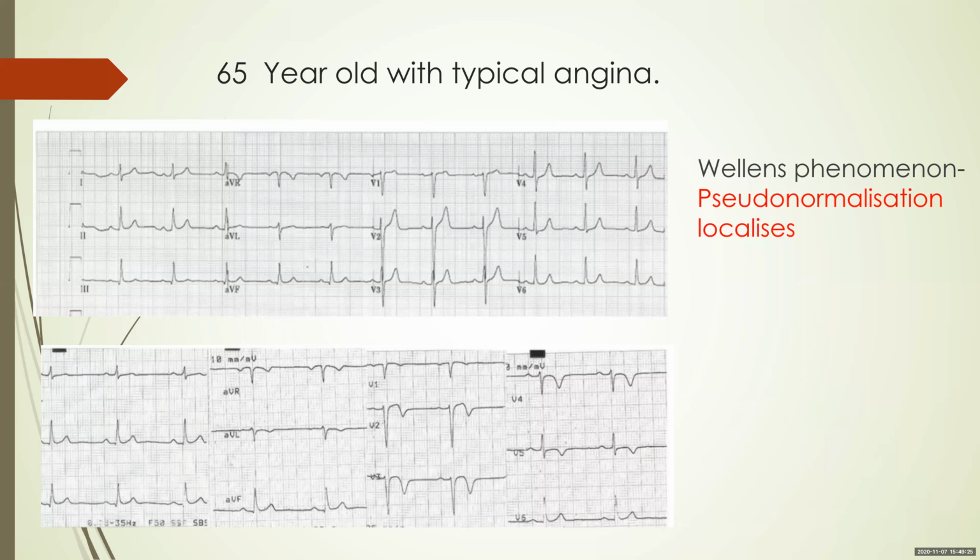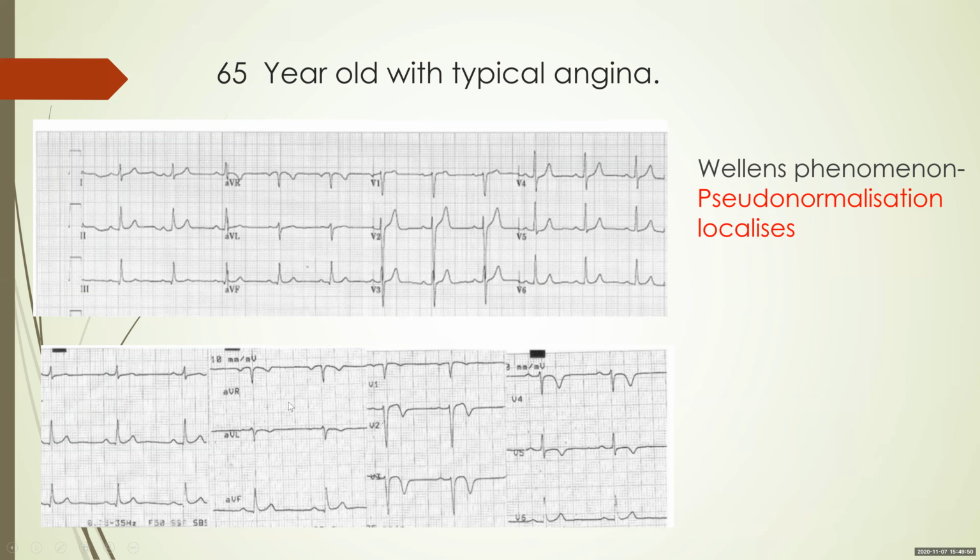A 65-year-old with typical angina. You can see the first ECG is during the time when the patient has chest pain. This is normal, and you can see when the patient is chest pain free, the T wave inverts in V2 to V6. This is actually pseudo-normalization of the T wave. This indicates Wellens phenomenon. This indicates a proximal LAD tight lesion, which requires invasive treatment.